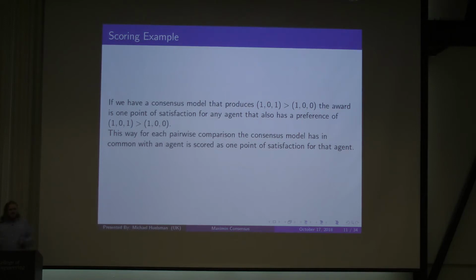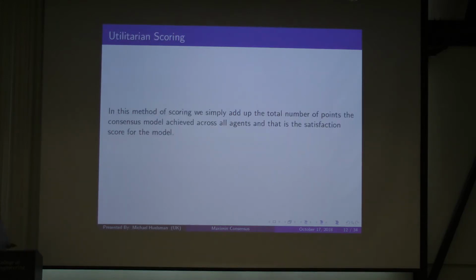So now we have a whole bunch of scores for a whole bunch of agents, but we need some way to combine them, right? So the first shot that most people would go for is, why don't we just add them all up, right? A higher number means that we have more comparisons satisfied, which means obviously it's a better model.